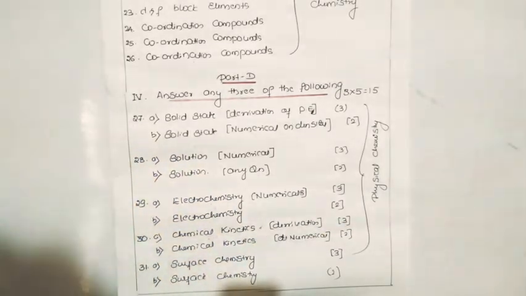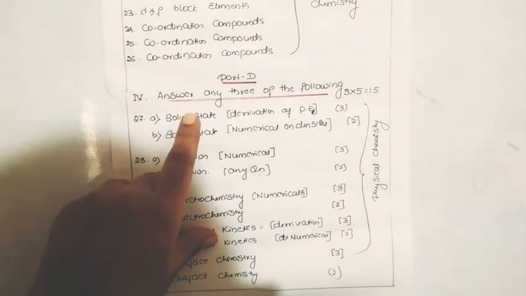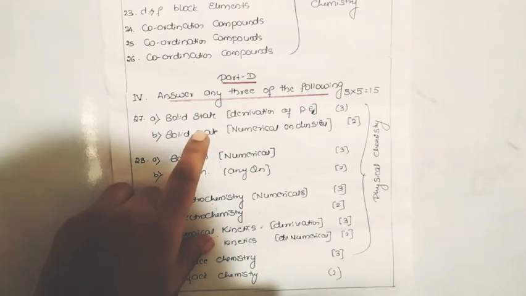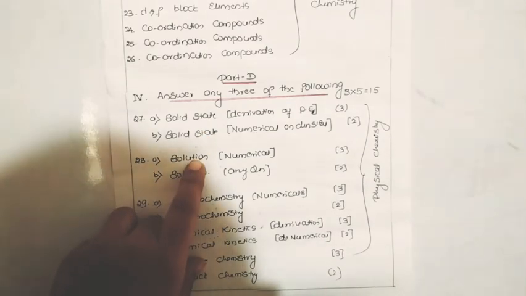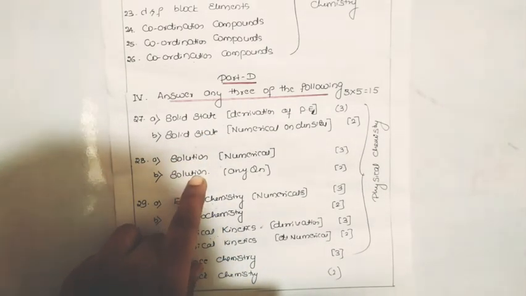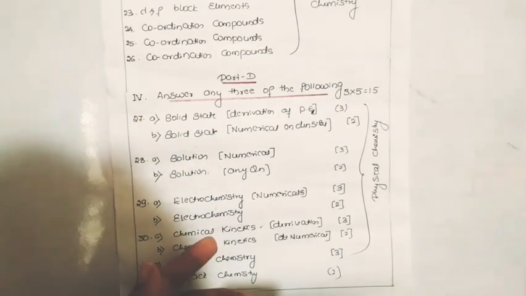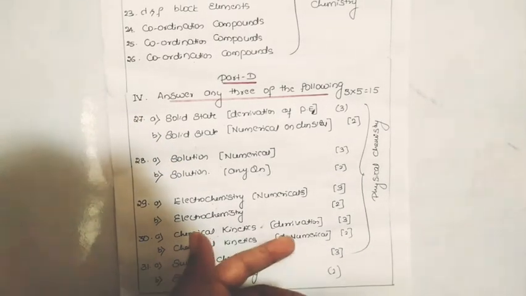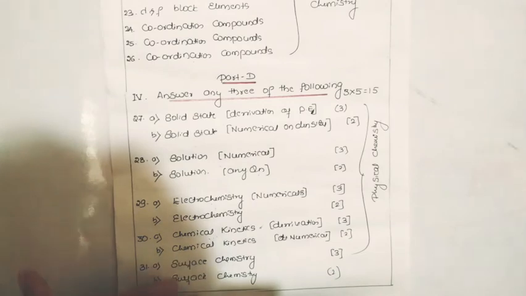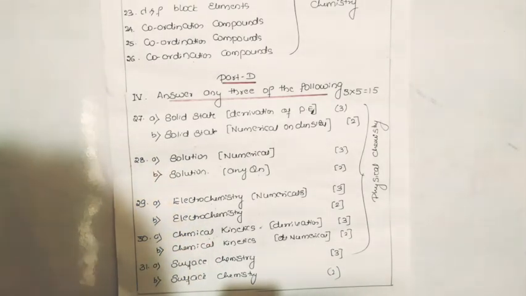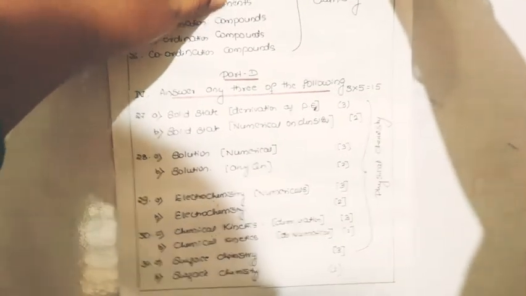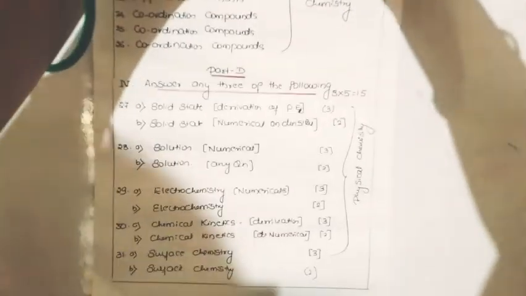from the surface chemistry. So dear students, if you are thorough with the solid state derivation with the numerical, if you are thorough with the solution chapter numerical, and if you are very thorough with the chemical kinetics derivation and the numerical, then out of 5 questions, you can answer them very easily. Okay, so that's why I told you that proper planning is very much required to get a good score.